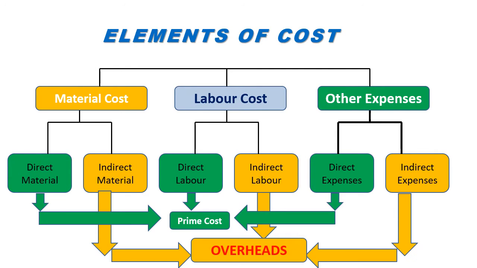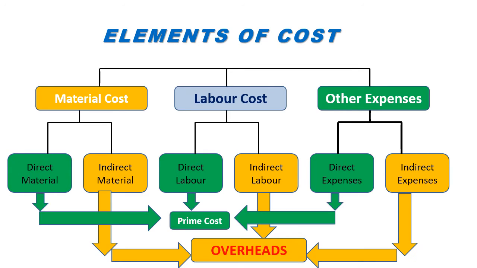For better understanding of the cost sheet, we will learn from this chart which shows elements of cost. Elements of cost are divided into three parts: material cost, labor cost, other expenses, and each cost is divided into two parts: material cost, direct material and indirect material; labor cost, direct labor and indirect labor; other expenses, direct expenses and indirect expenses.